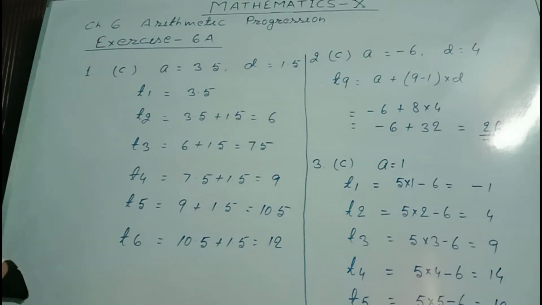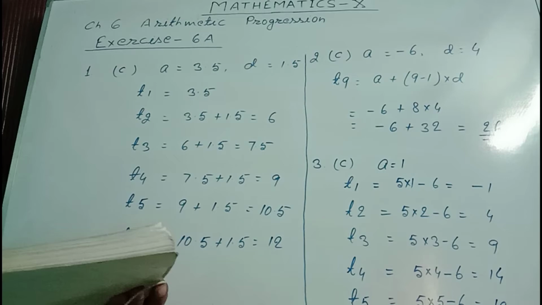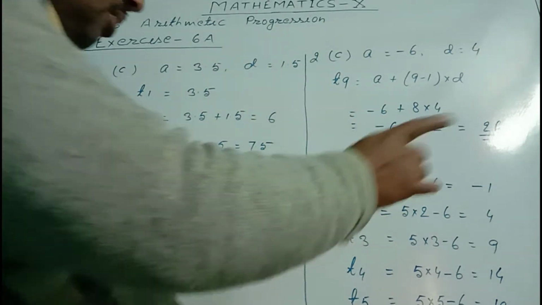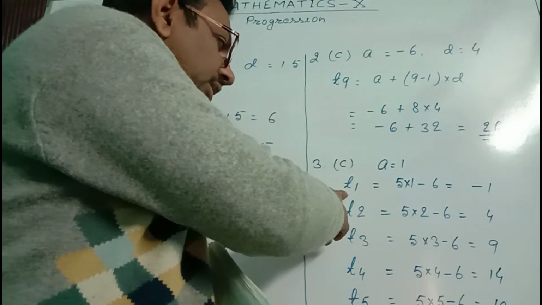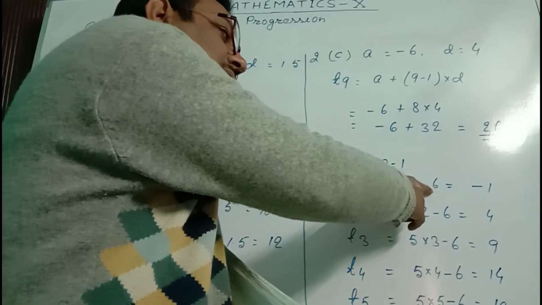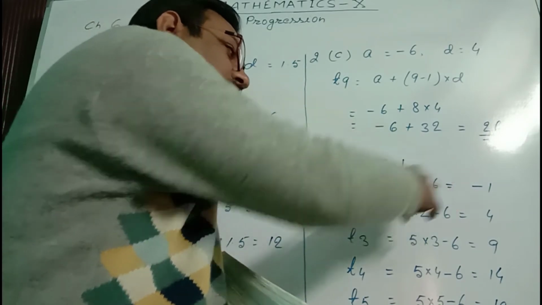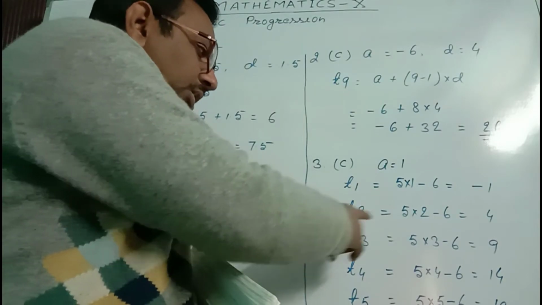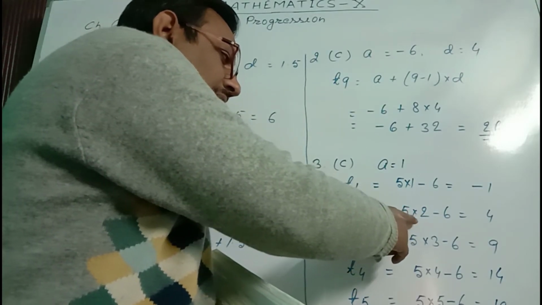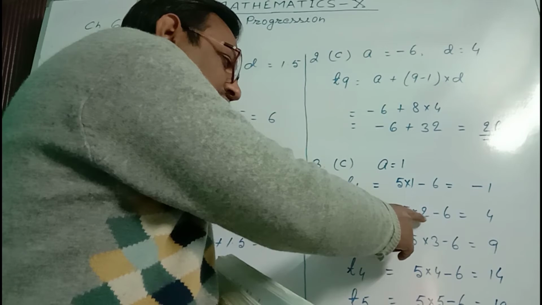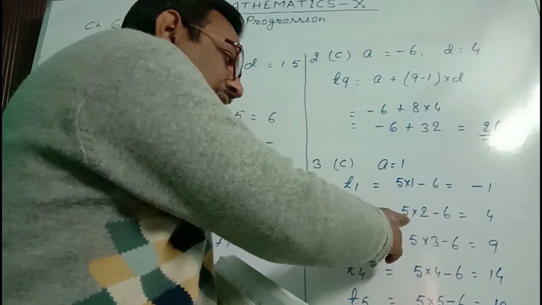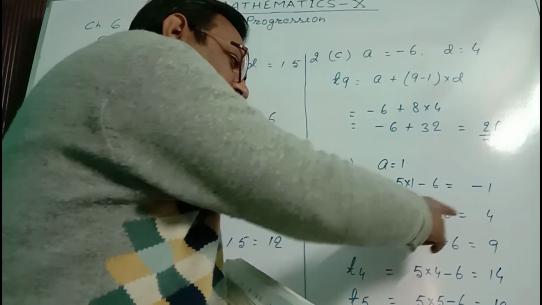Question number 3. Find the first 5 terms of an AP where the nth term is, question number 3c, 5n minus 6. So t1 equal to 5 into 1 minus 6, 5n minus 6 means 5 into 1 minus 6 equal to minus 1. Then t2, while here n is 2, 5n minus 6 means 5 into 2 minus 6 equal to 4.